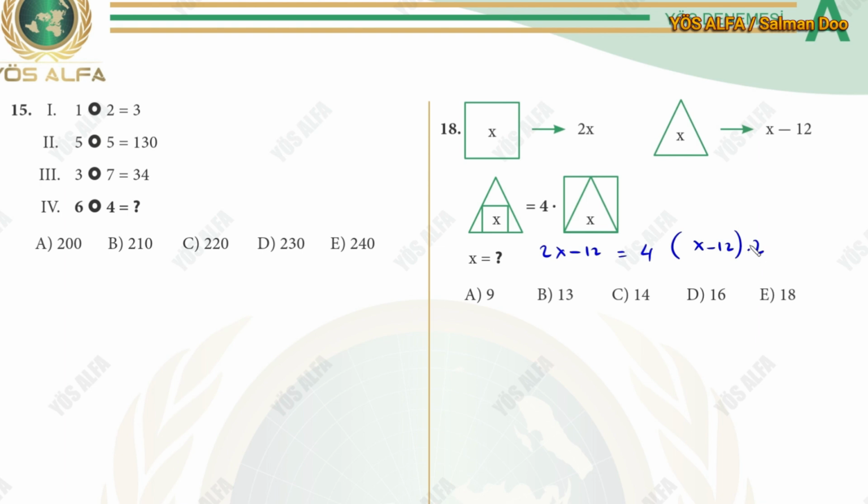So let's simplify this. We will divide both sides of the equation by 2. So we have x minus 6 is equal to 4 times x minus 12, which is then equal to 4x minus 48, and the resultant equation is 3x is equal to 42. And from here we have x is equal to 14. So the answer is C.